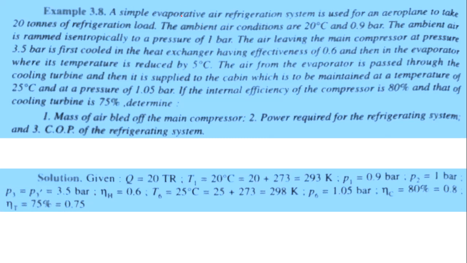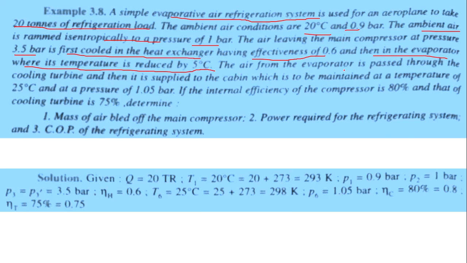A simple evaporative air refrigeration system is used for an aeroplane to take 20 tons of refrigeration load. The ambient conditions are 20 degrees and 0.9 bar respectively. The ambient air is rammed isentropically to a pressure of 1 bar. The air leaving the main compressor at a pressure of 3.5 bar is first cooled in the heat exchanger having effectiveness of 0.6 and then in the evaporator where its temperature is reduced by 5 degrees Celsius.